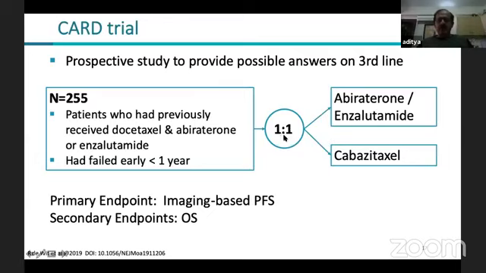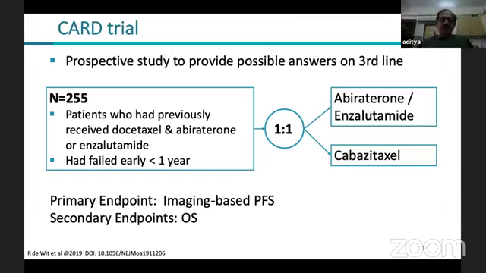On one arm, the sequence was the reverse of Abi and Enza. What does it mean? So if prior therapy was abiraterone, he was started on enzalutamide, or the reverse. If he was started on enzalutamide earlier, then he was given abiraterone. So this was the first arm, the Abi-Enza arm. The second arm was the cabazitaxel arm. So without trying Abi or Enza, straight away the cabazitaxel was used.